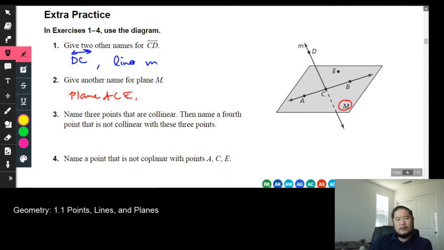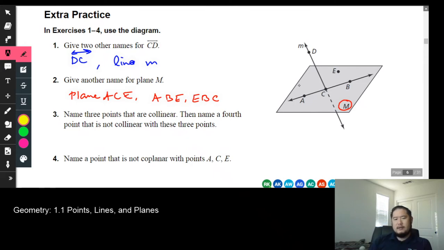Okay, that's one. We could say plane ABE. I could go plane EBC. Okay, so these are 3 different names that we could have to name plane M. There are a few others. It's just a mixture of writing the letters in a different order.